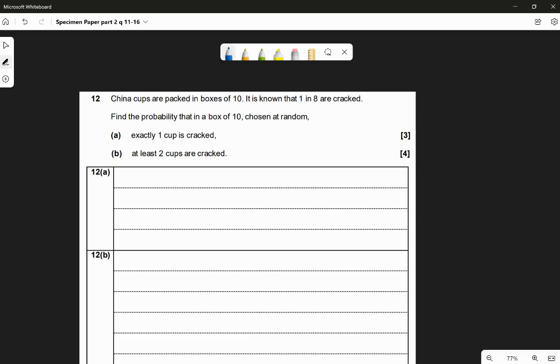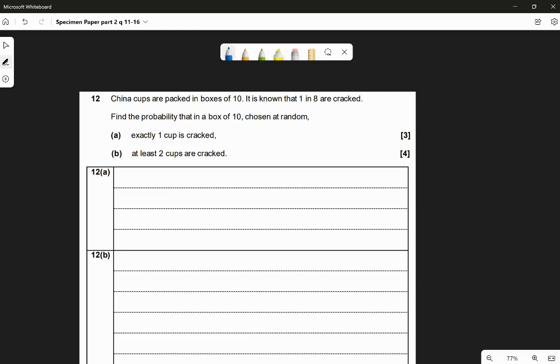I mean, when you pick out 8, it doesn't mean that you are definitely going to get 1 cracked one, because you might pick out 8 which are perfectly fine and miss out the cracked ones. But overall, 1 in 8 are cracked. Find the probability that in any box of 10 chosen at random, exactly 1 cup is cracked.